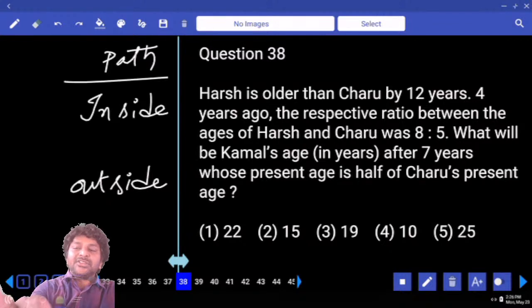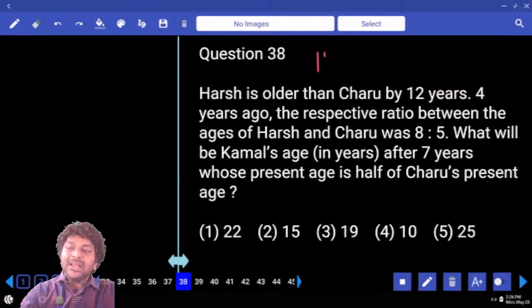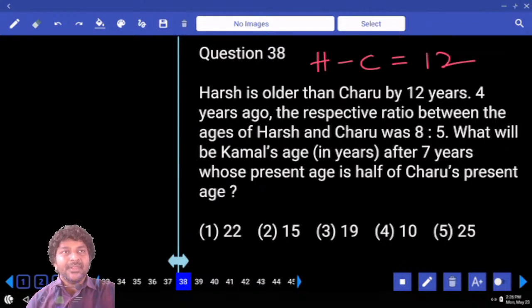Harish is older than Charu by 12 years. That means Harish's age minus Charu's age is equal to 12 years. That means their age difference is? At what time is their age difference 12? Anytime. Anytime it has to be 12 years.